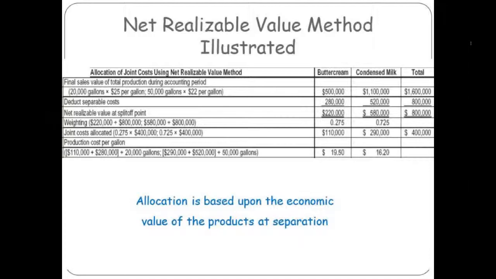And then you find your percentages based upon that, and you allocate your initial $400,000 that way. 110,000 versus 290,000.